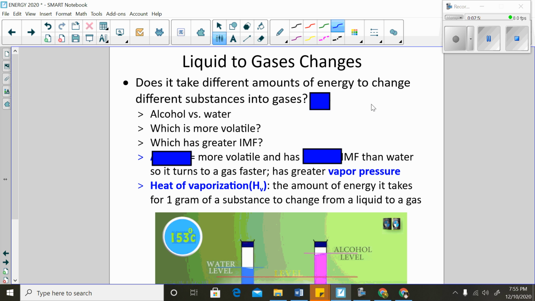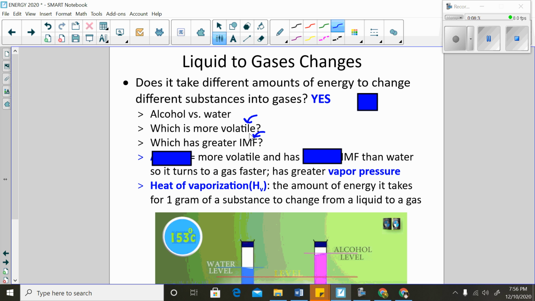All right, now how about liquid to gas changes? Does it take a different amount of energy to change different substances into gases? And the answer to that, yeah, sure is. Let's look at alcohol versus water. So just think of rubbing alcohol or hand sanitizer versus water. Which is more volatile? Does that sound familiar? Which has the greater IMF, or intermolecular force? We talked about this when we were talking about vapor pressure in volatile liquids. So if you remember what volatile meant, it evaporates fast. It's not explosive. It evaporates fast.